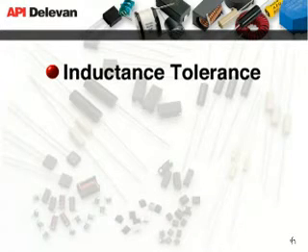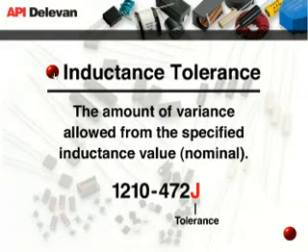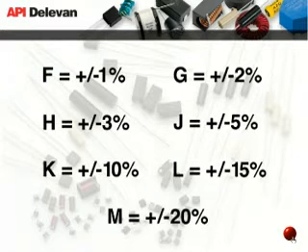API Delevan offers a full range of tolerances for its inductor product line. An inductor's tolerance is the amount of variance allowed from a particular inductance value. The inductance values offered by API Delevan as standard products are shown as the nominal inductance with the percentage of variance from the nominals permitted by API Delevan.